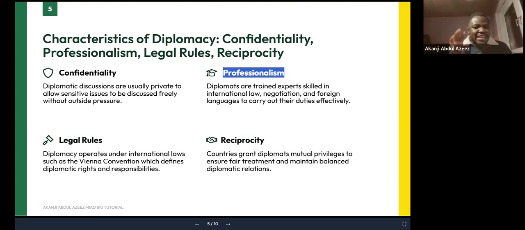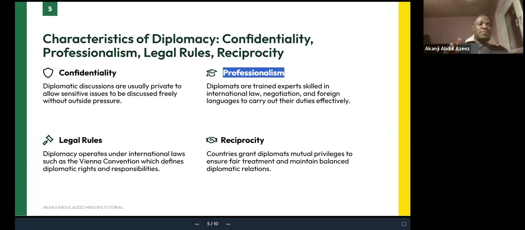The number 9 characteristic of diplomacy is legal rule and international law. That is, diplomacy operates under international law and agreement. Understand? And that international law and agreement we are talking about, the first one that is going to come to the mind of anyone studying this course is the Vienna Convention on Diplomatic Relations of 1961. That is the first thing that is going to come to the mind.